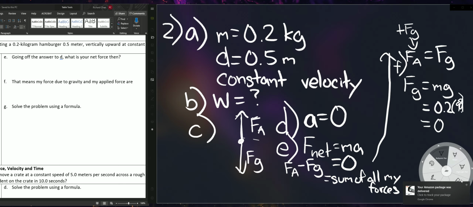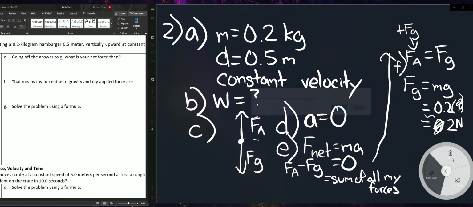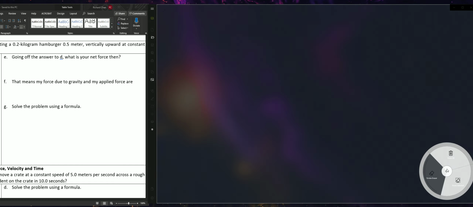So you're going to get 0.2 times 9.8, which is somewhere around 2 newtons. So that's your applied force. If Fg is equal to 2 newtons and Fa is equal to Fg, Fa is also 2 newtons. Now we can solve for the problem.